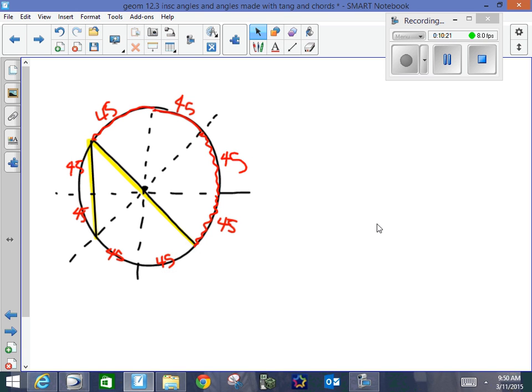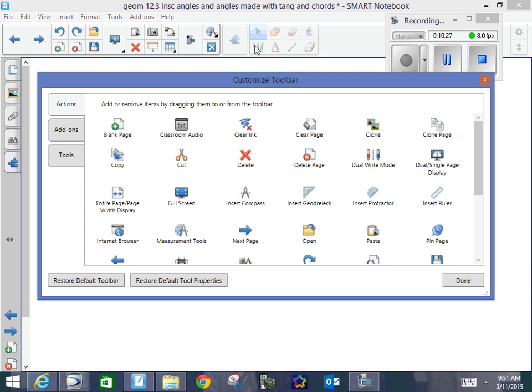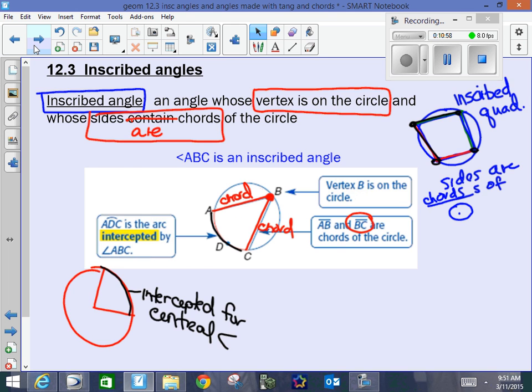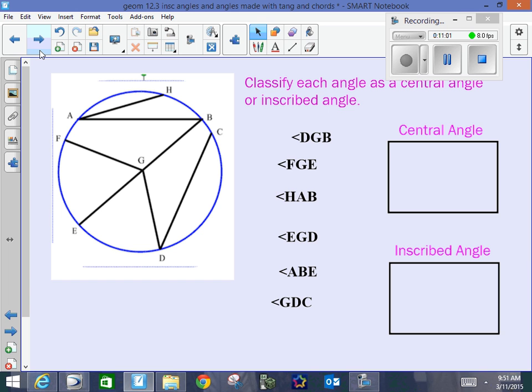Okay. So what's the relationship between the yellow angle and the intersected arc? That's an excellent guess because that's exactly the right answer. There's my intersected arc, and my yellow angle is my inscribed angle. If that angle is exactly 45, the arc is twice that. The angle is half. Okay, so go back to your notes right here.